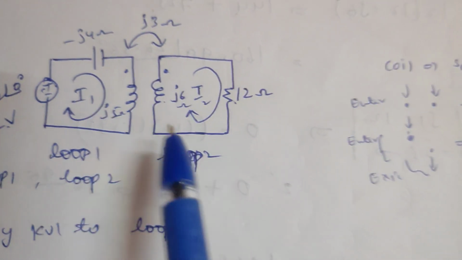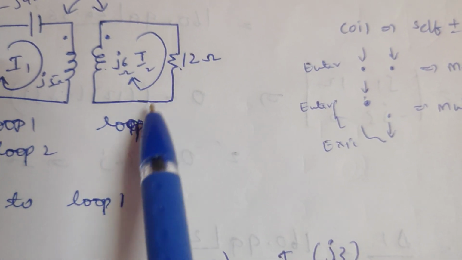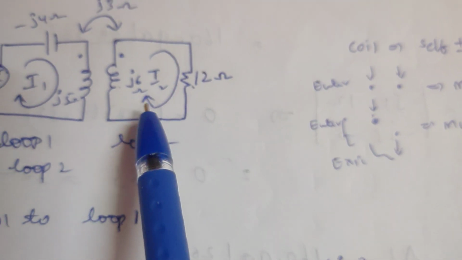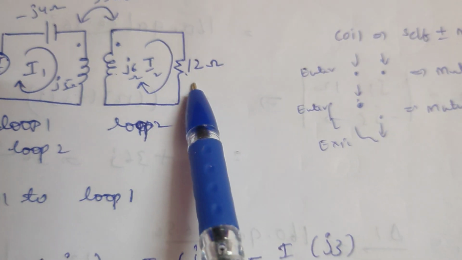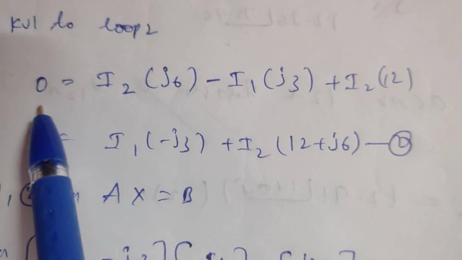Similarly, apply the same to find the second one. I am applying KVL to loop 2. Whenever you apply loop 2, you will get three voltages: one is the self voltage, one is the mutual voltage, and another is the voltage across this 12 ohms resistor. For the second loop, there is no voltage source, so the total voltage is 0.